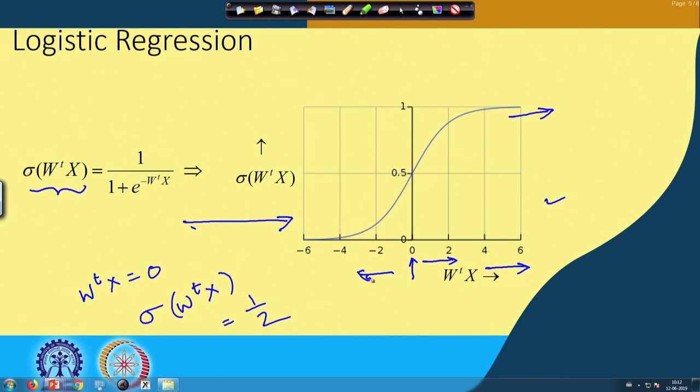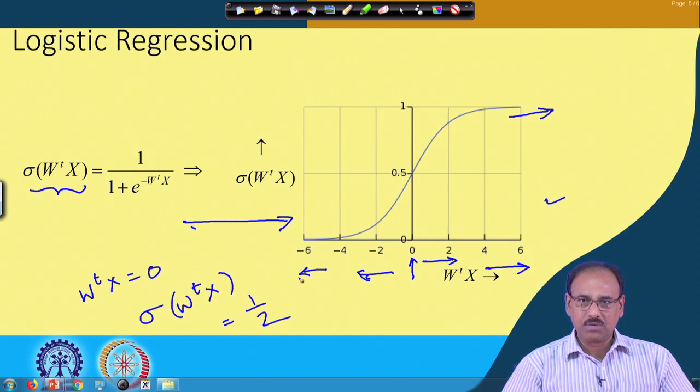Coming to the other side, as w transpose x becomes negative and becomes lower and lower, that is, it is more on the negative side, asymptotically your sigma of w transpose x tends to be 0. That means its probability of belongingness to class omega 1 is almost 0.